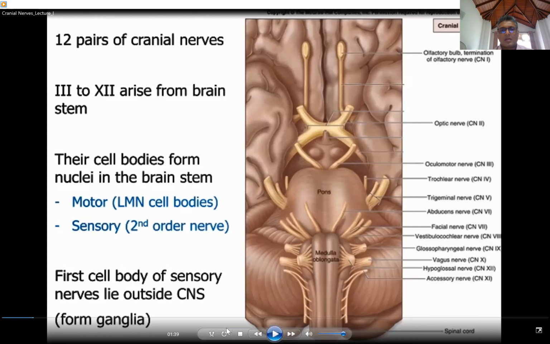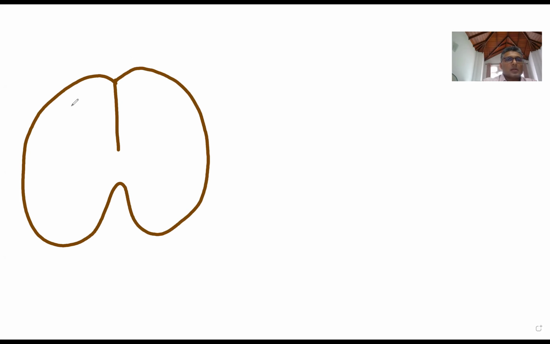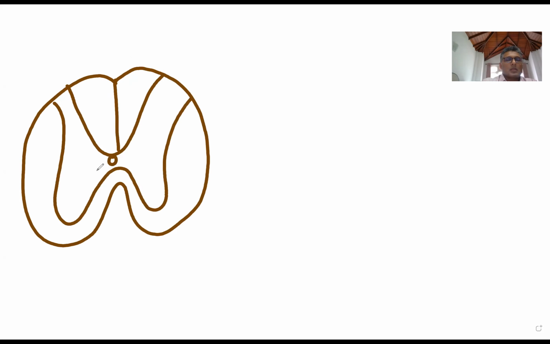I will share the whiteboard. So if this is your spinal cord. Okay, this is your spinal cord. This is your central canal.